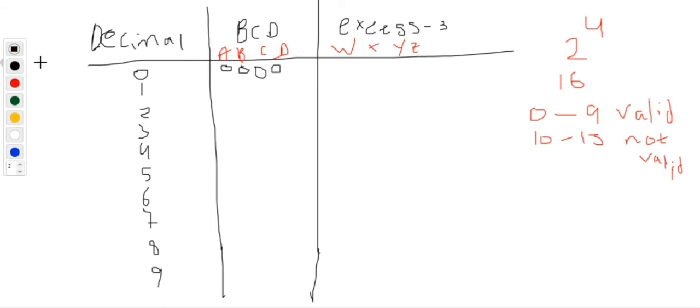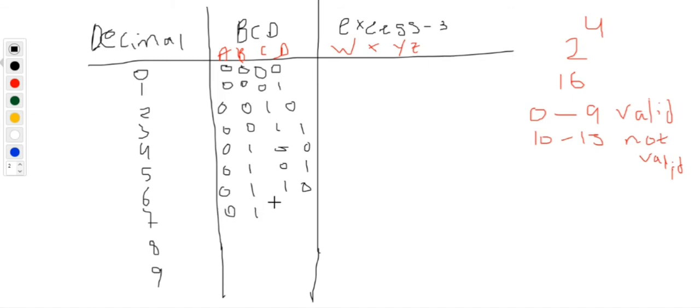So now decimal number 0 is represented as 0 0 0 0 in BCD, 1 as 0 0 0 1, 2 as 0 0 1 0, 3 as 0 0 1 1, 4 as 0 1 0 0, 5 as 0 1 0 1, 6 as 0 1 1 0, 7 as 0 1 1 1, 8 as 1 0 0 0, 9 as 1 0 0 1, and we have to convert these BCD numbers into XS3 numbers.